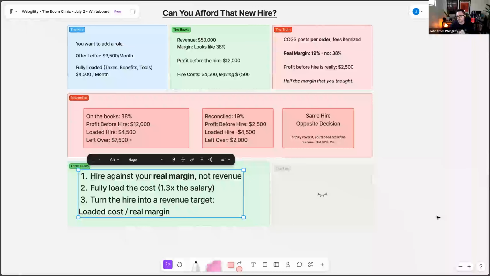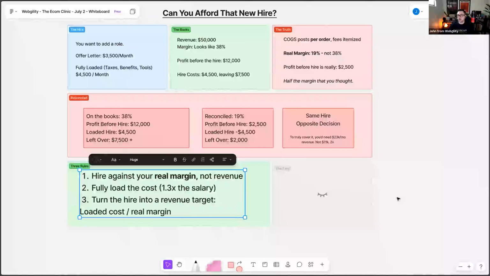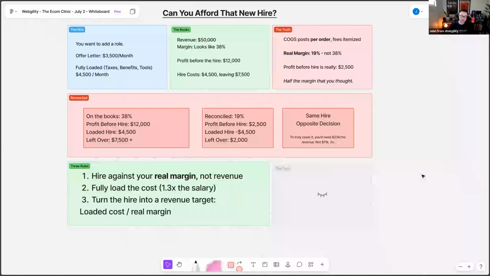So your real monthly profit should clear the loaded cost of a hire with a little bit of room to spare, right? So if you can calculate your monthly profit, understand what the margin is, and then make sure that it clears that floor here, that 1.3x the salary of the employee, then it's a little easier to make that decision because you have a little bit of wiggle room, right? And wiggle room's always good, especially when it comes to bringing somebody on that is going to affect the overall success of the business.